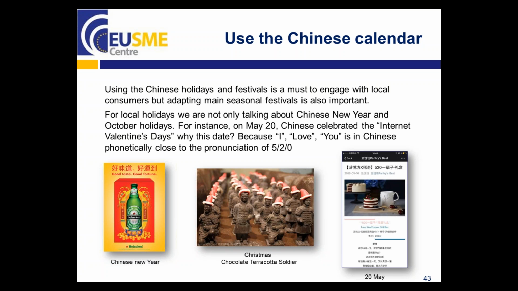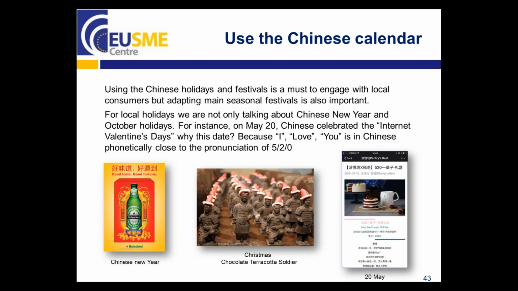Exactly. So this is one example of another bakery, Pantry Best. They created for the occasion of May 20 a Love You Forever gift box with a small pastry and a mug with an angel on it. You have to be romantic to be in China, for sure. So yeah, this is really a good example of how to use the Chinese calendar. Obviously, you will talk about the Chinese New Year and some festivals like the Dragon Boat Festival or the Lunar Calendar.